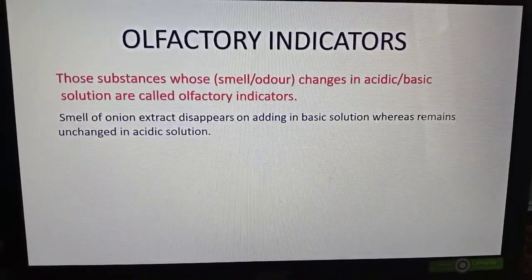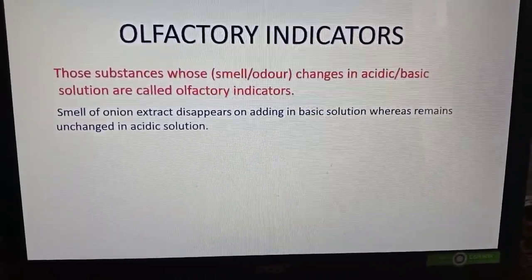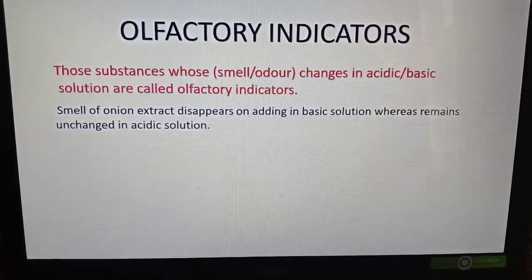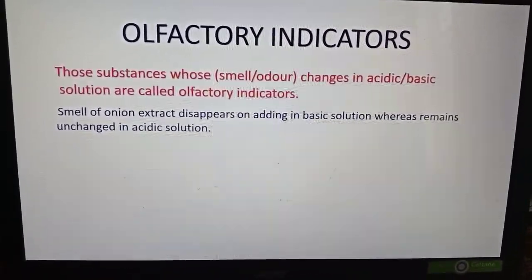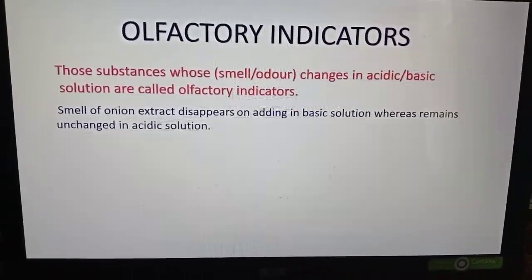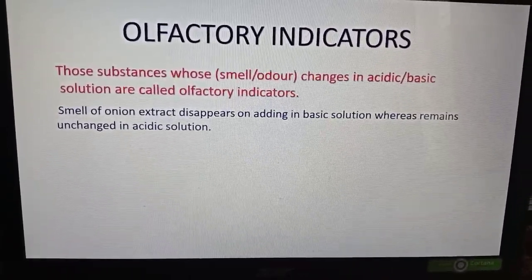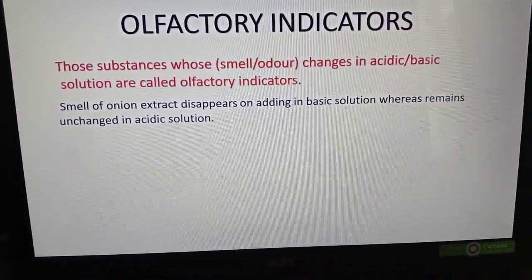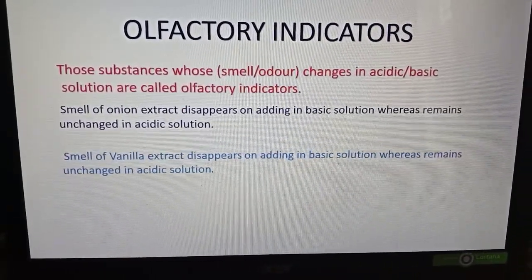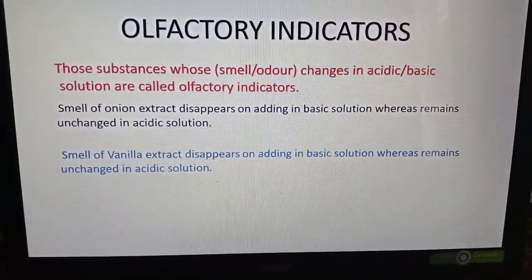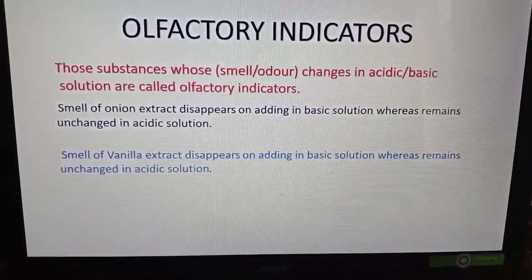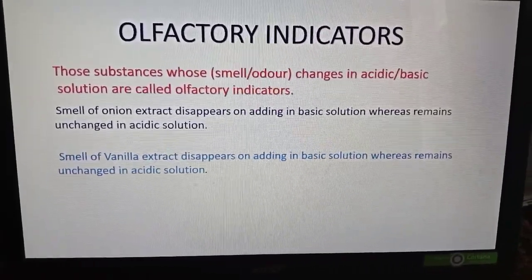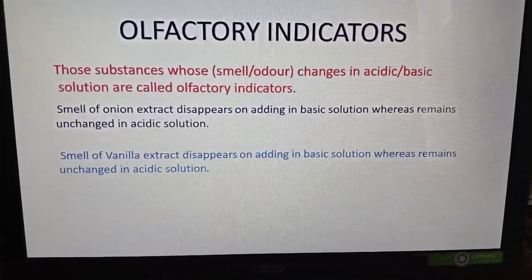Example number 1, if we take onion extract and onion extract is added in basic solution, the smell of onion extract disappears. Whereas when onion extract is added in acidic solution, the smell remains unchanged. Another example, smell of vanilla. When vanilla is added in basic solution, its smell disappears, whereas it remains unchanged in acidic solution.